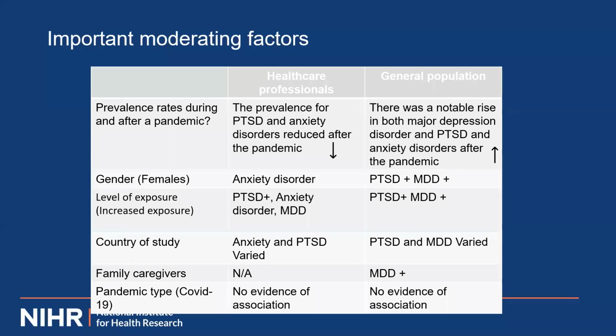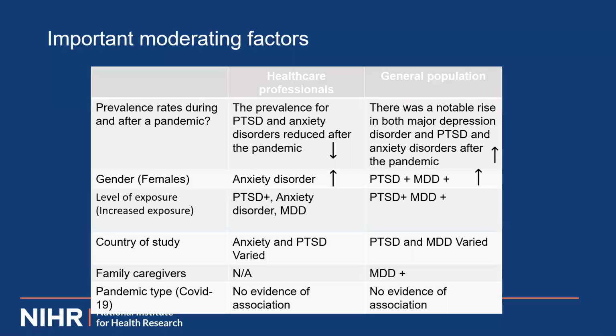As discussed, we carried out a range of subgroup and meta-analyses to identify important factors which may influence the prevalence of these conditions. For pre and post, we wanted to know if there is a difference between during the pandemic and after the pandemic. We found that healthcare workers had a lower prevalence of PTSD, post-traumatic stress disorder, and anxiety disorder after the pandemic compared to during it. However, for the general public, this was inverse: PTSD and anxiety disorder were higher after the pandemic than during it.